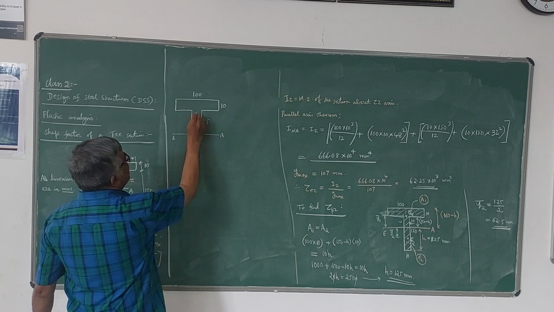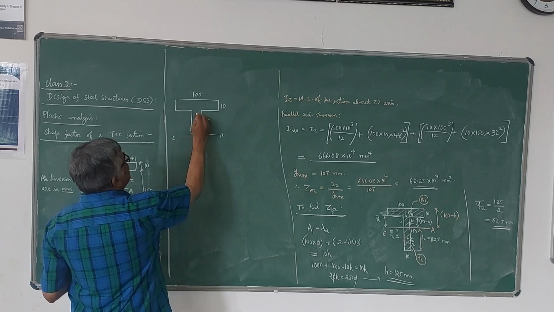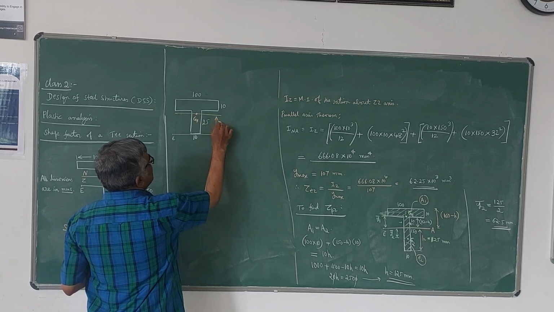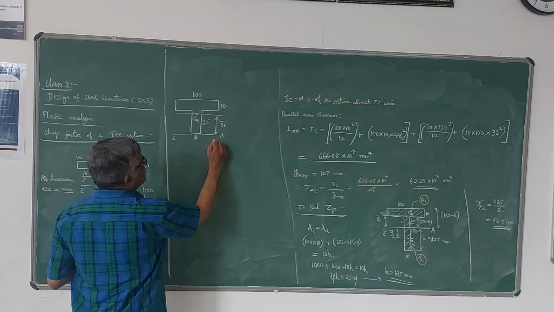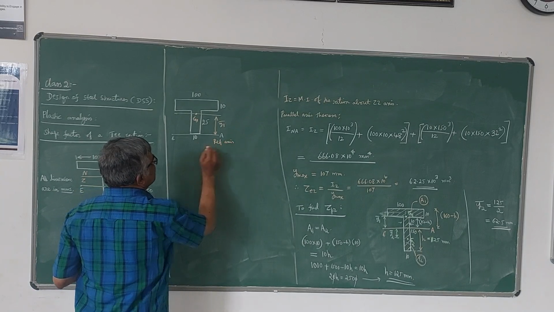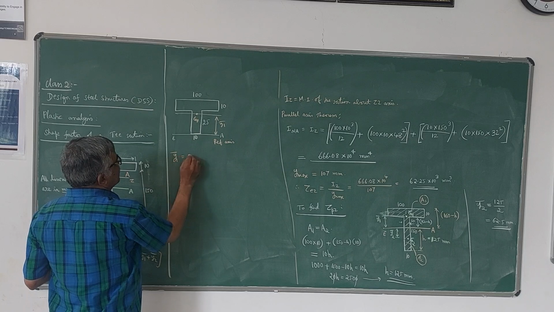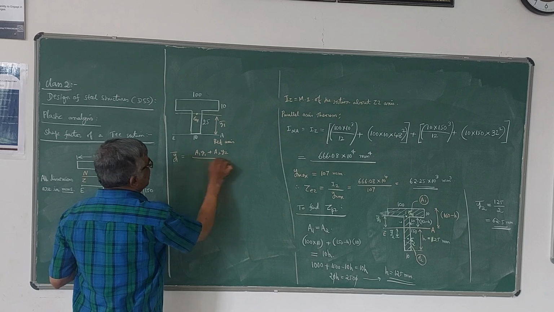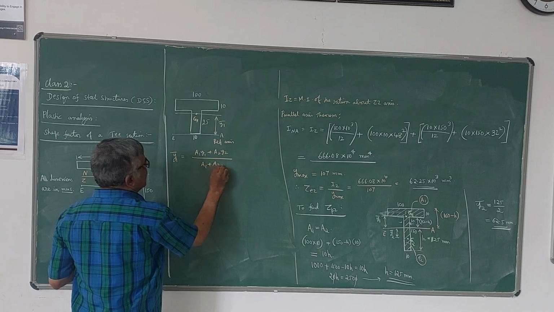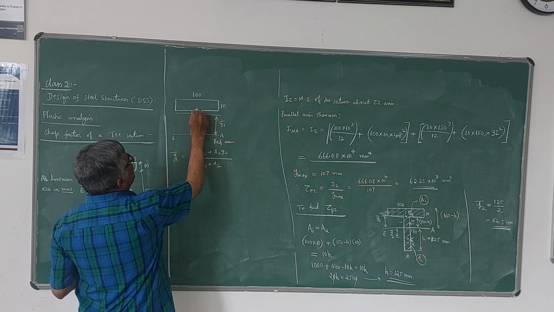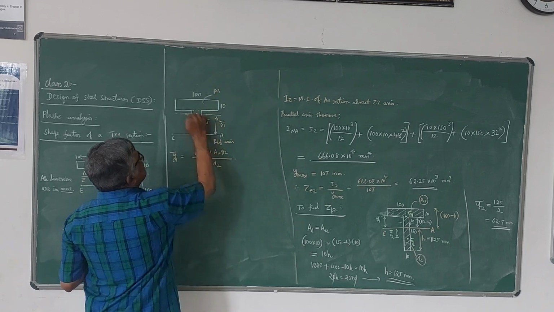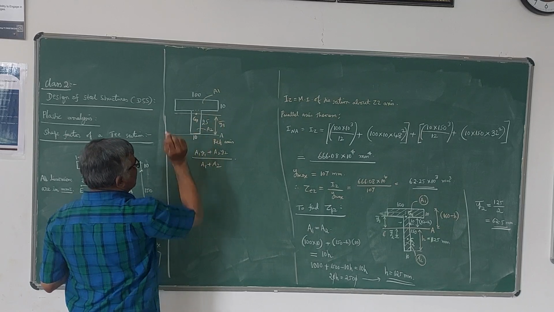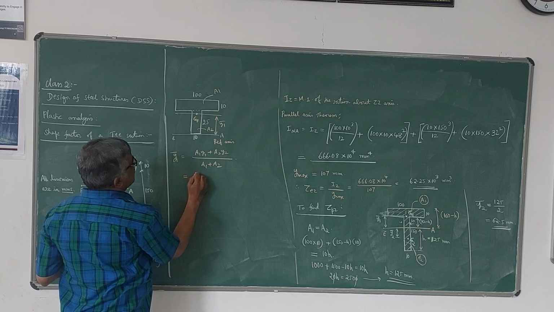Now I have to locate the centroid of this one. This T section, somewhere here it may lie, so that given distance is y1 bar. Now this is the reference axis. Equal area axis is the reference axis. So same formula: y1 bar is equal to A1 y1 plus A2 y2 divided by A1 plus A2. Here please note that A1 is the area of this rectangle, that is 100 into 10. A2 is the area of this rectangle, that is 25 into 10.